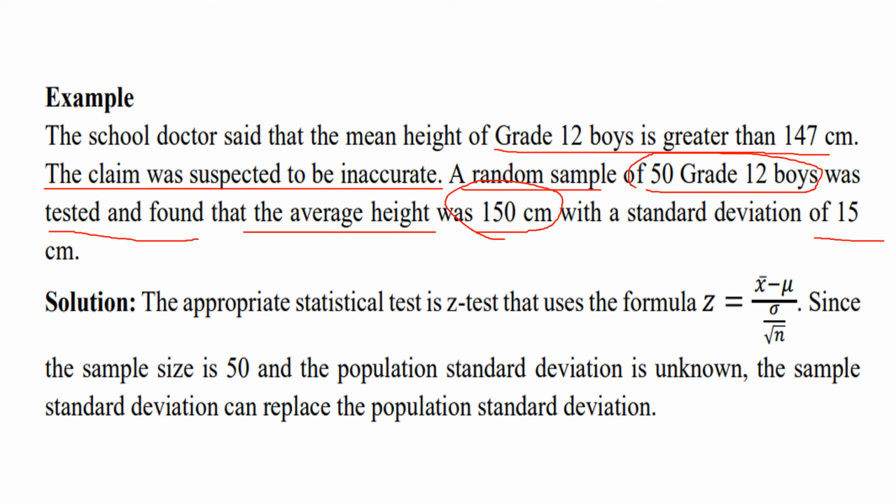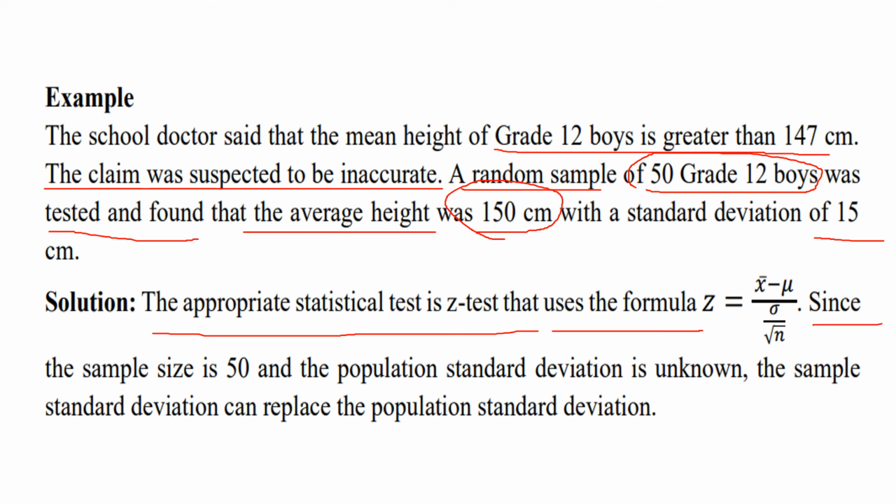The appropriate statistical test is the Z-test that uses the Z formula here, that your Z is equal to your X bar, that will be your sample mean, minus your mu, your population mean, all over your sigma, your population standard deviation, all over your square root of n, which is your sample size.